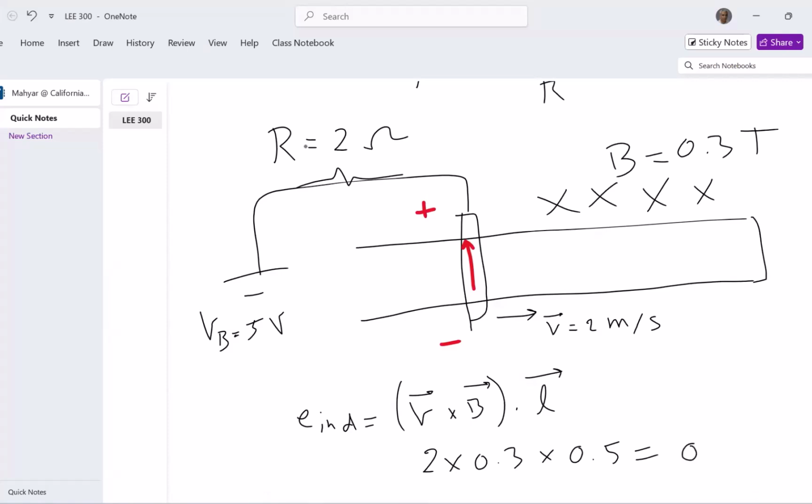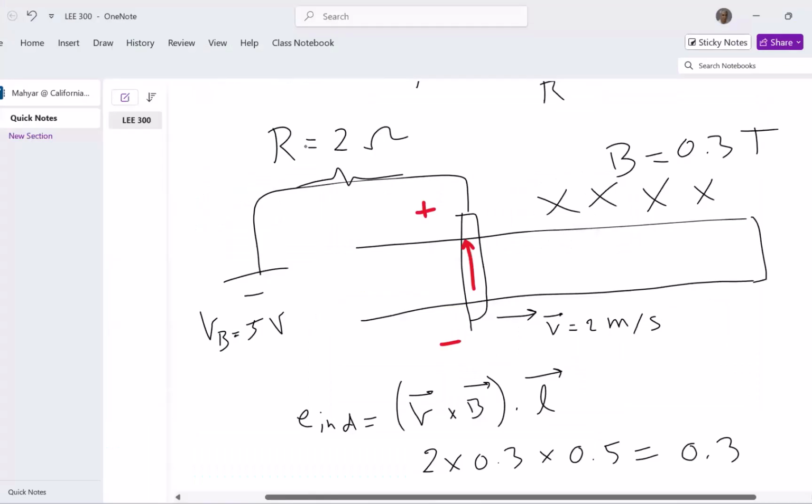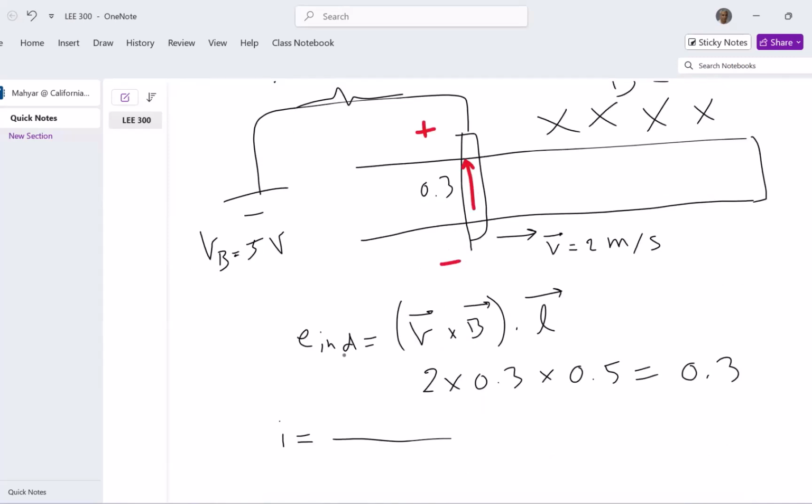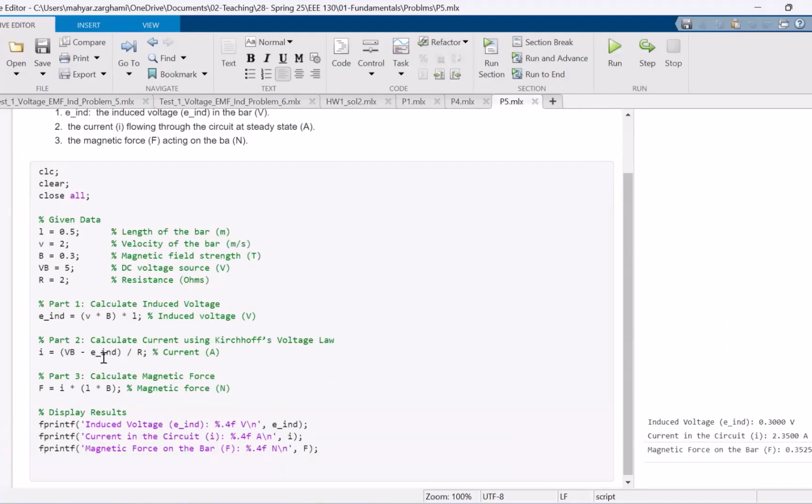So the result would be 0.3, right? So we would have 0.3 volts. And what would be the resulted current? Find the resulted current by, now this 5 volt is against this basically. So you would have basically 5 minus 0.3 over the resistance of the path. So this is how you find the current. So VB minus E induced over R.